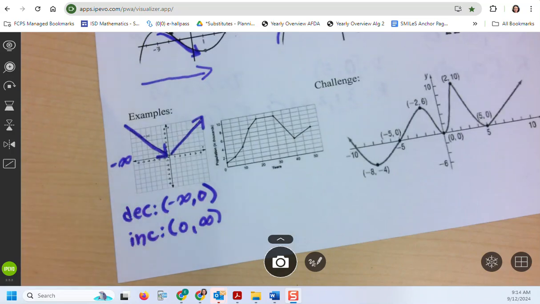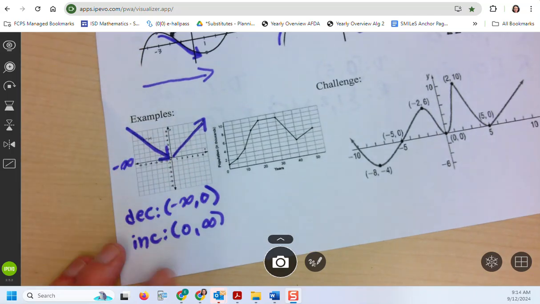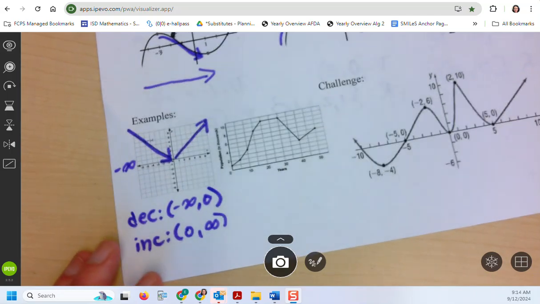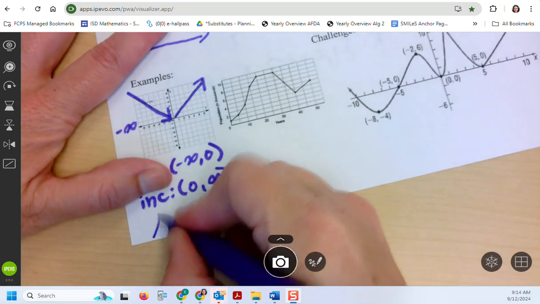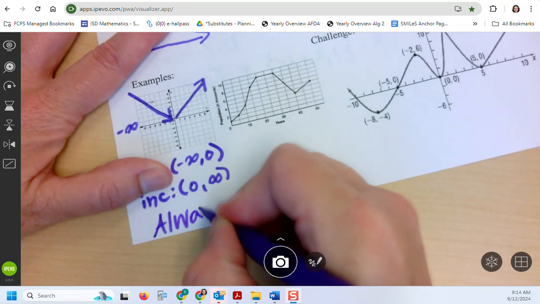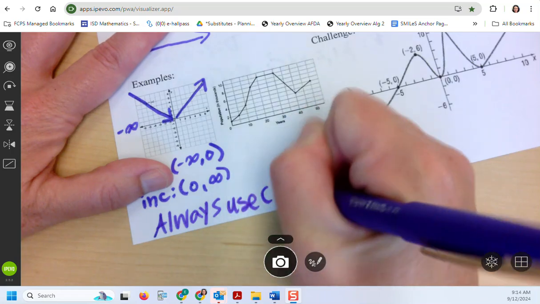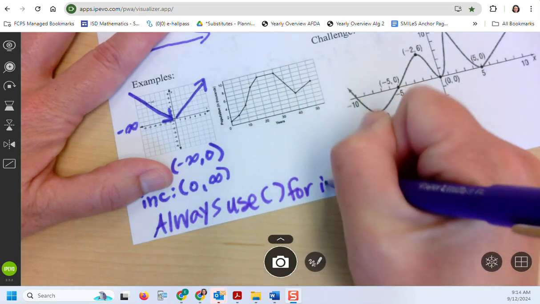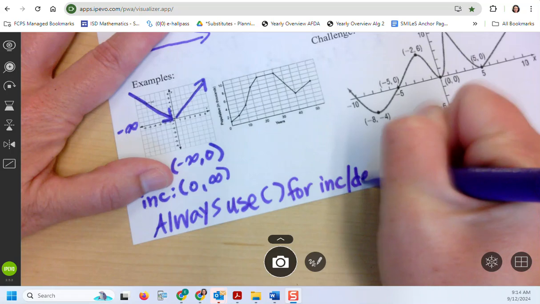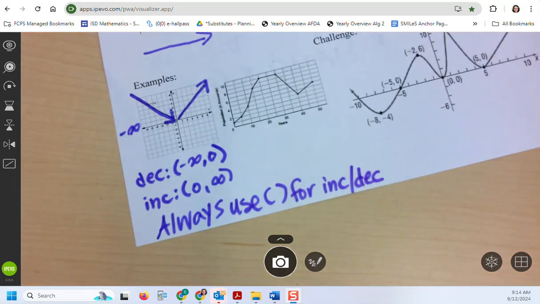Do you guys remember that part though where we said that at 0 he's neither increasing nor decreasing? Because he's switching from decreasing to increasing. So because he's switching in between them, at a turning point we don't include it. Because the turning points are never included, we're always going to use parentheses for increasing and decreasing. We never use square brackets, okay? Always use parentheses for the increasing, decreasing intervals.